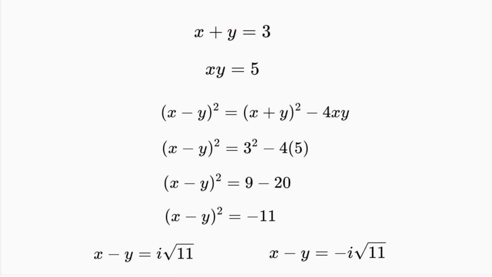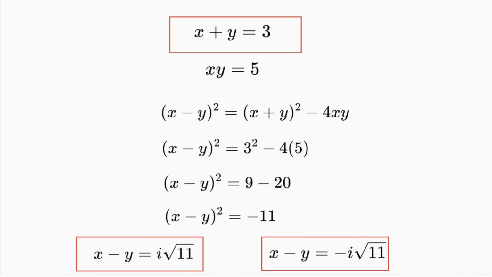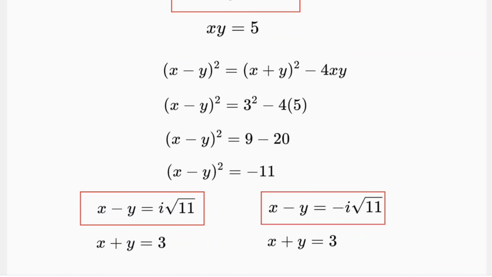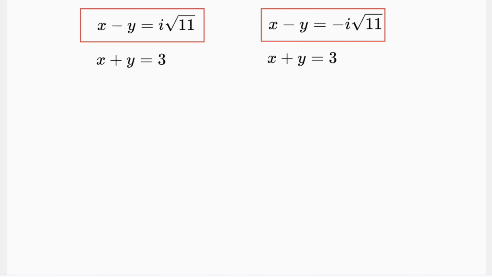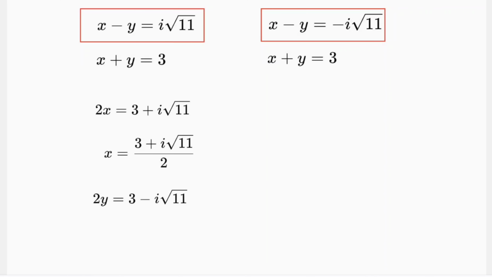Now you have two equations, x plus y and x minus y. Solve for them. In the first case, add both of them. 2x is 3 plus iota square root 11. This gives x as 3 plus iota square root 11 by 2. Similarly, if you subtract both the equations, 2y is 3 minus iota square root 11, making y 3 minus iota square root 11 by 2. This is one set of values for x and y.